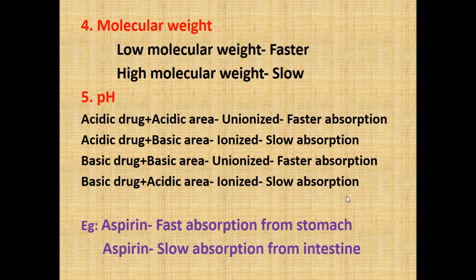Okay, this may be a little bit confusing, so I will explain along with a drug. One example: aspirin is an acid, acetyl salicylic acid, so it is of acidic nature. If you give aspirin by the oral route, it will enter into the stomach, which has an acidic pH. Here the drug is acidic and the stomach pH is also acidic. When aspirin enters the stomach, the acidic drug enters an acidic environment, becomes unionized, and will absorb faster; it will cross the stomach layers very fast.